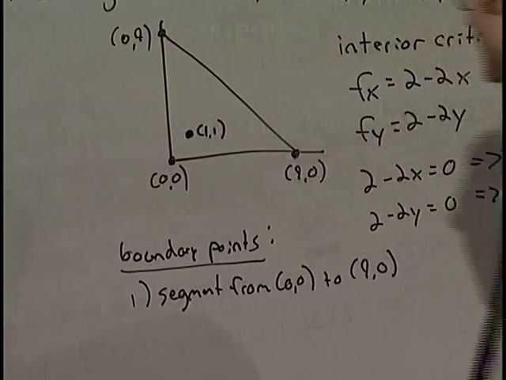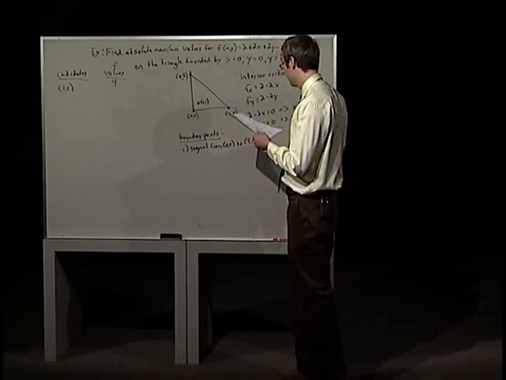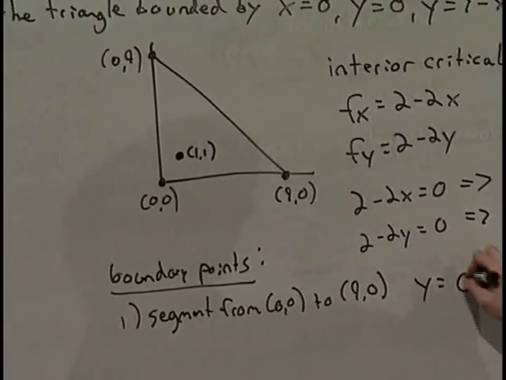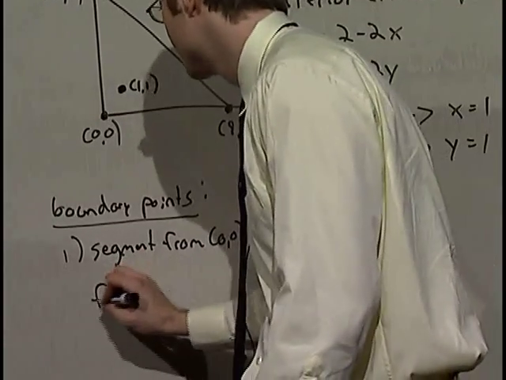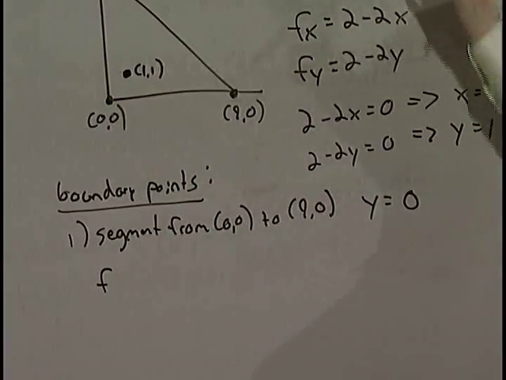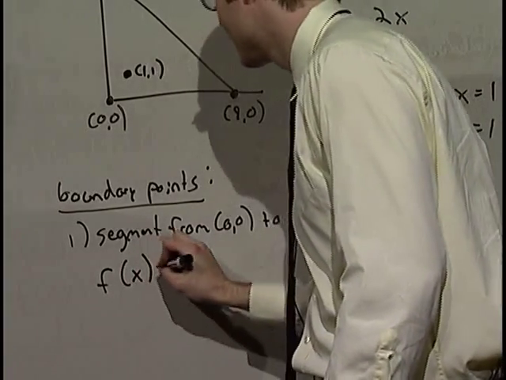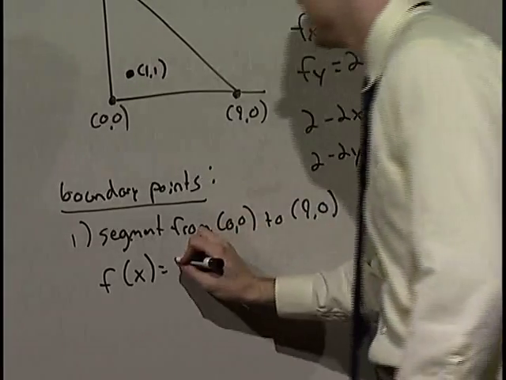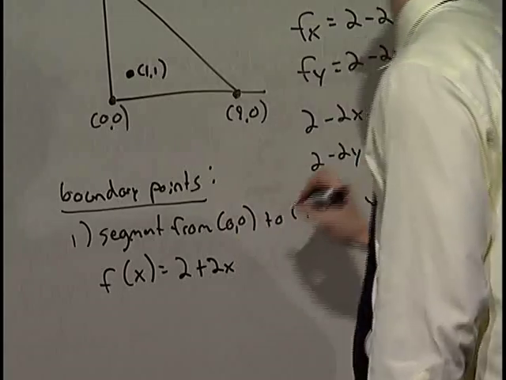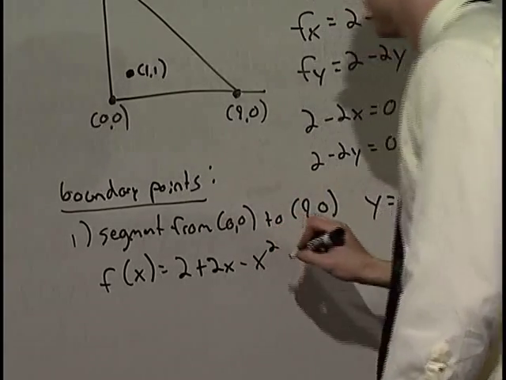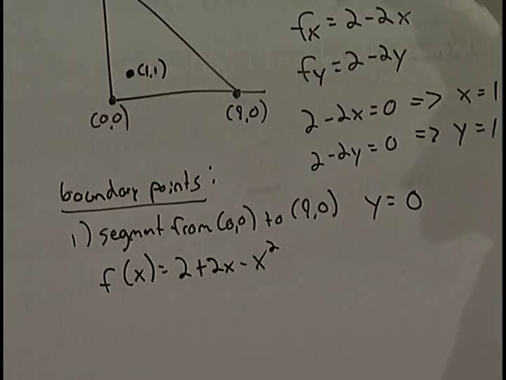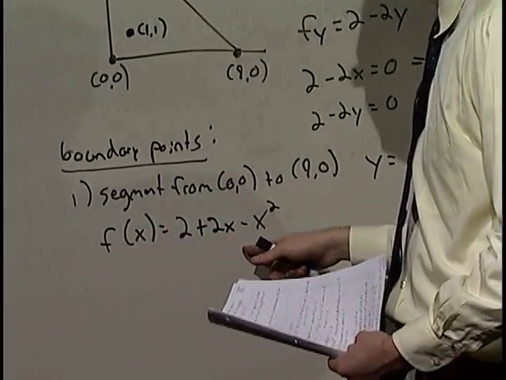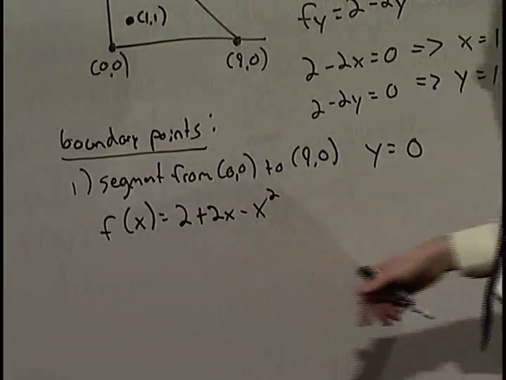Okay, so at every point along here, the y value is 0. So what your function started off as f of x, y equals some junk, but now, if y is always 0, you're left with just a function of x. So you've got 2 plus 2x minus x squared. This is just a function of x, because the y's are all 0. So we could check the endpoints into this and see what they yield and get critical points.